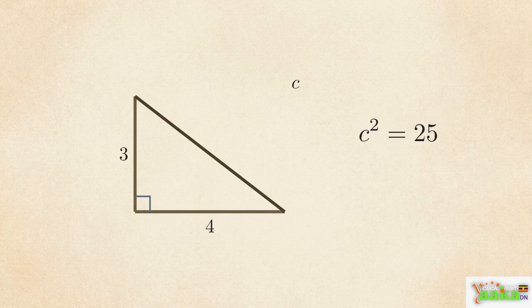Since 25 is c squared, we find the actual length of the third side by taking the square root. The square root of 25 is exactly 5. As long as your shape has a perfect 90-degree corner, knowing the length of any two shorter sides allows you to calculate the length of the longest side.